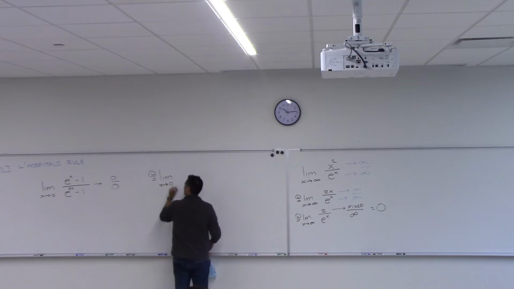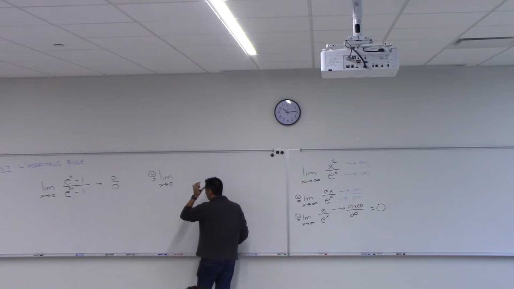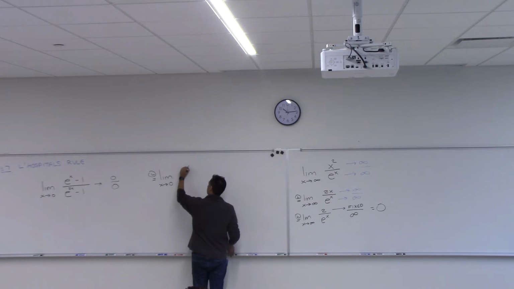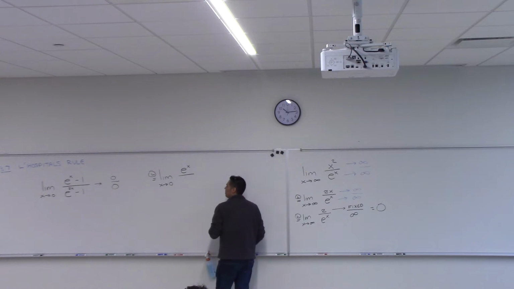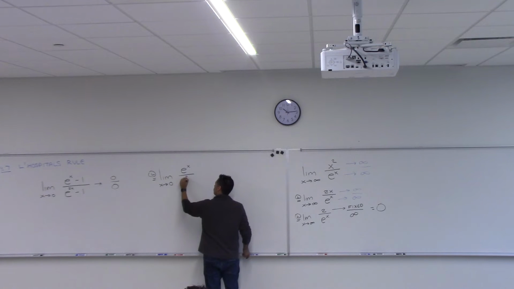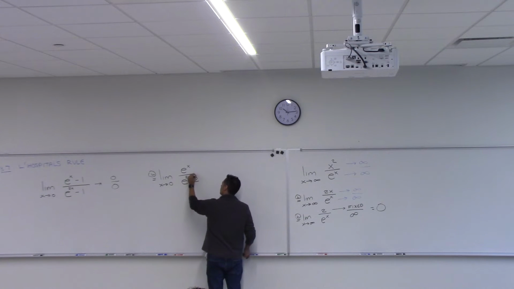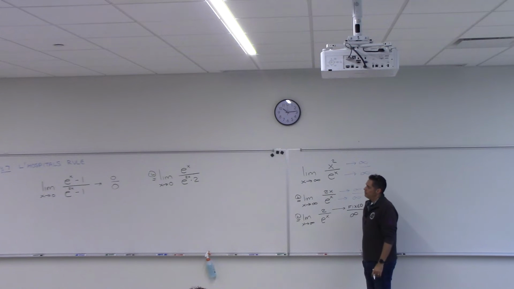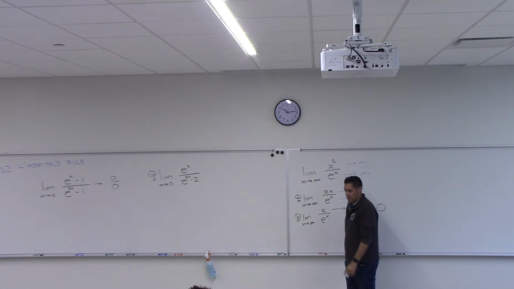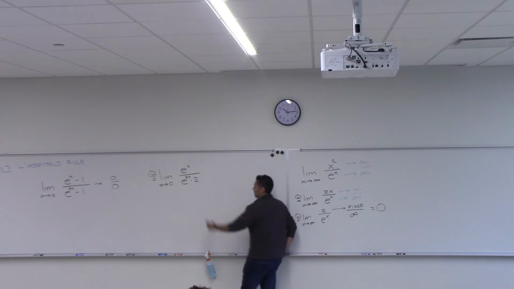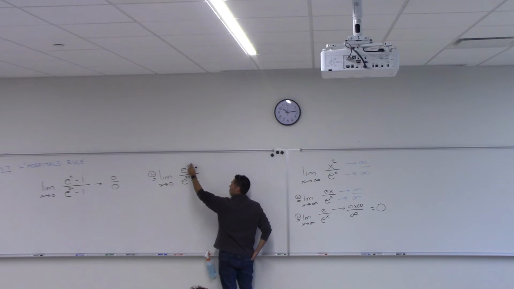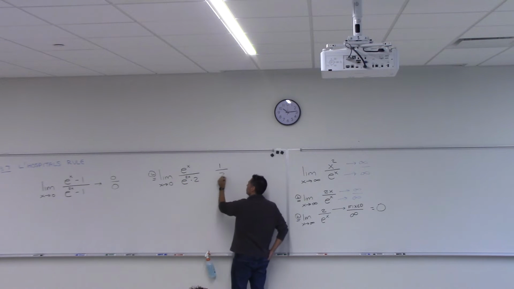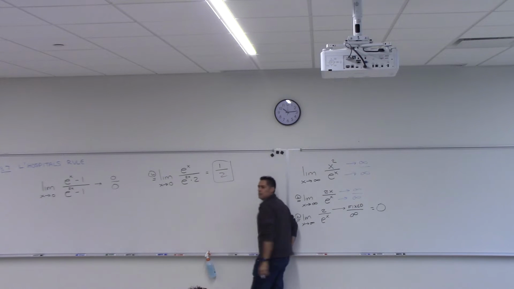Derivative of the top, e to the x, over derivative of the bottom, e to the 2x times 2. That's going to work out pretty nice. What is that? You get e to the 0, which is 1, over e to the 0, which is 1, times 2. A half. That's the limit.